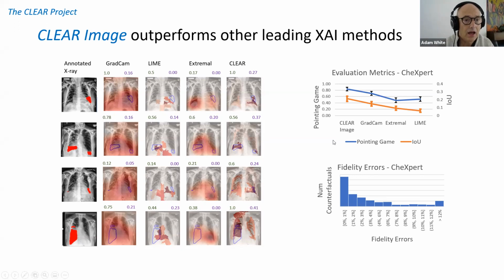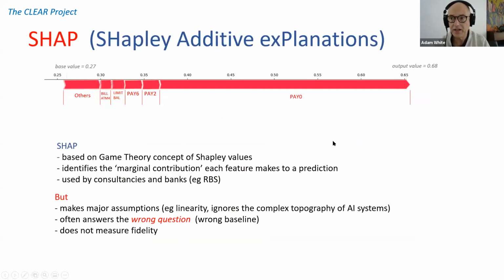Okay, a few other points. Another key explainable AI method is SHAP. I'm just going to very briefly go through that. There are different versions of SHAP, but the one which is most commonly used is kernel SHAP. And kernel SHAP is very, very similar to Lime.